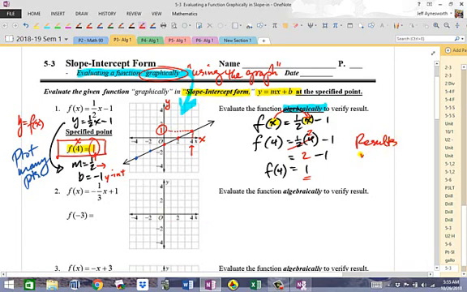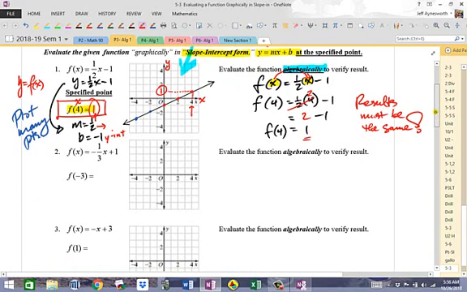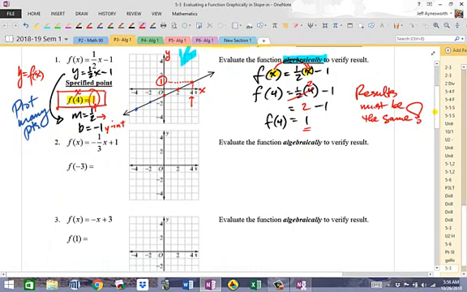Results must be the same. Okay, I'm talking about the algebraic result and the graphical result. If they don't, then you're doing something wrong somehow. Okay, so let's do it again.